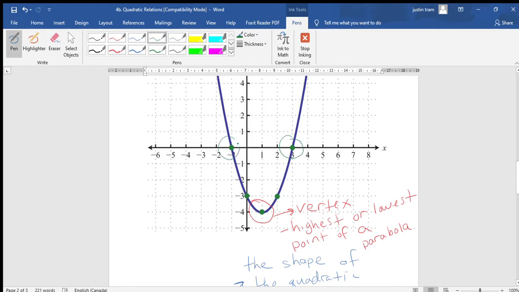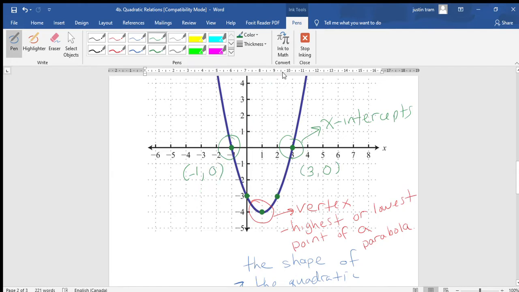Now let's take a look at these 2 points. They both cross the x-axis, and we've seen this before. These are what we call the x-intercepts, simply because our parabola crosses our x-axis at those 2 points. Hence, they're the x-intercepts. Now remember, x-intercepts are coordinates, they're points. So in this case, one of the x-intercepts is (3, 0). Remember, x always goes before the y. The other x-intercept over here would be (-1, 0).